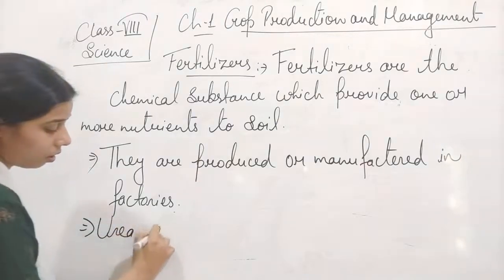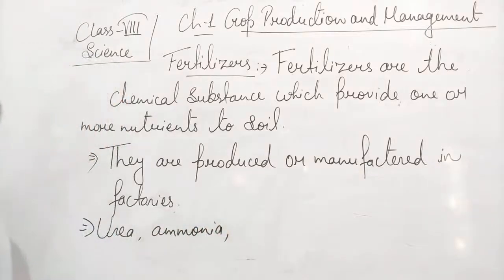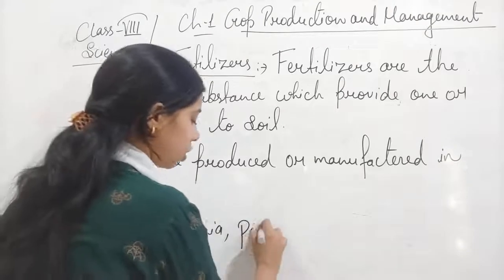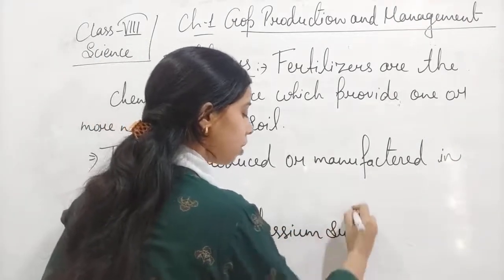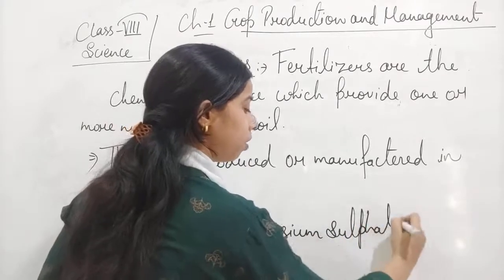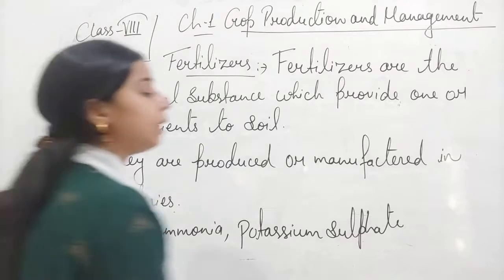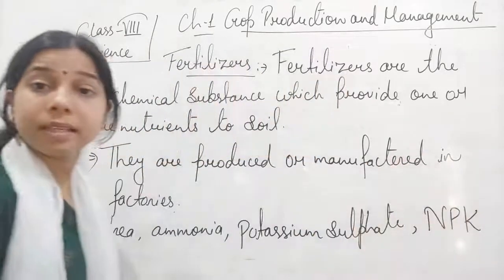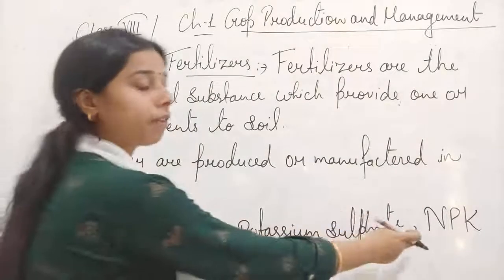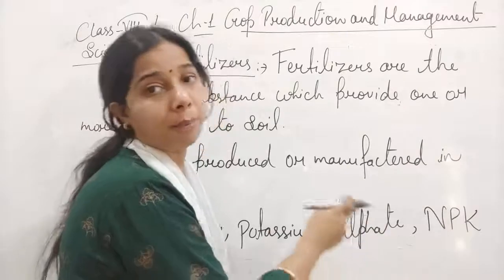Urea, ammonia, potassium sulfate is there, and NPK. What is this NPK, students? So N for nitrogen, P for phosphorus, and K for potassium.